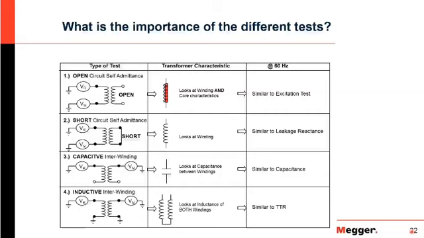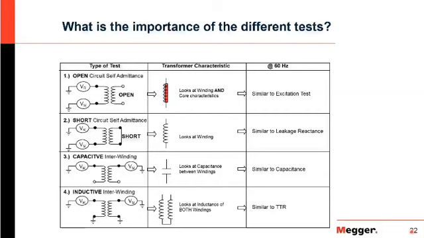And then the next thing is the short circuit self-admittance test. This once again looks at the winding, because shorting shorts out the core effects of the response. This is basically your leakage reactance test again, where you're energizing one side of the winding, measuring the response on the other side, and then you just short out the secondary, and you can look at the leakage reactance of this transformer.